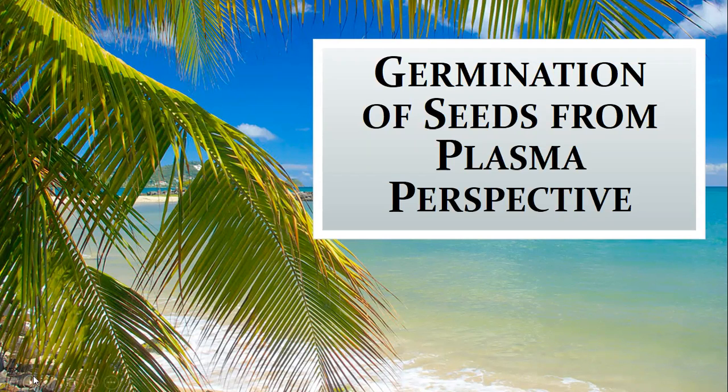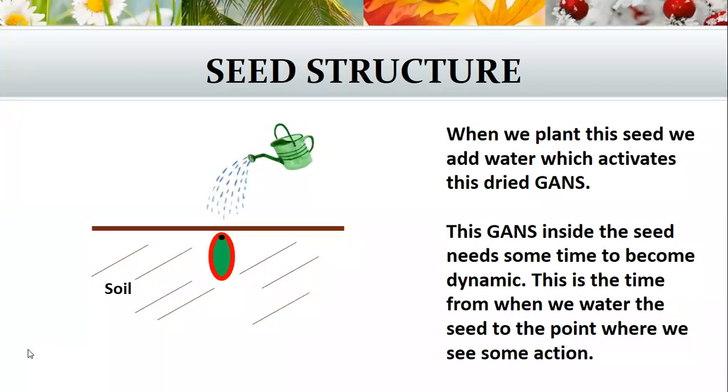Okay. So now we'll look at the whole germination of a seed from the plasma perspective. When we put our seed in the ground and we water it, this activates the dried GANs. This GANs inside the seed needs time to become dynamic and start interacting. So this is the time from when we water the seed to the point where we see some action. It's always a couple of days, depending on the seed, before we even start anything. And we know that the seed starts swelling up. So it's essentially that dried GANs becomes bigger because we're adding the water to it. And then it's always a few days before we start seeing anything happening to that particular seed.